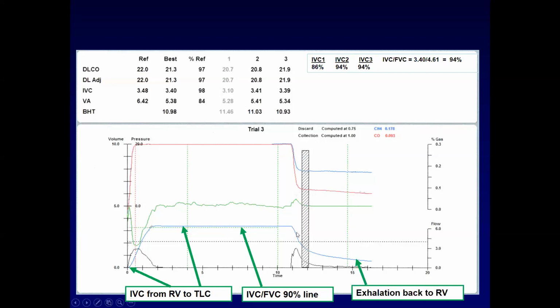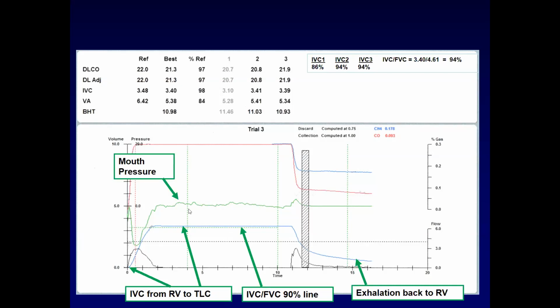You'll also notice at the end of the curve that there's an exhalation that should go all the way back to residual volume. In this case, you'll notice that there's a difference here between the 0 point and where this patient starts to plateau. We'll talk about that more in just a second.